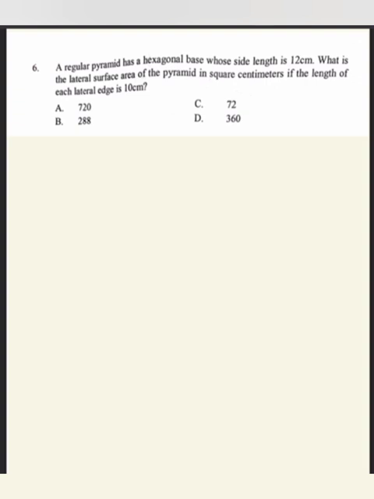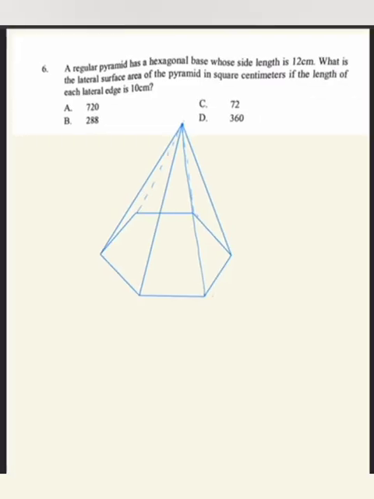A regular pyramid has a hexagonal base whose side length is 12 cm. What is the lateral surface area of the pyramid in square centimeters if the length of each lateral edge is 10 cm? Okay, አሁን ምን አይነት ሶሊድ ፊገር ነው ያለን? ይሄን ሶሊድ ፊገር እንደዚህ ስኬች እናድርገው. Okay, this is a regular pyramid.